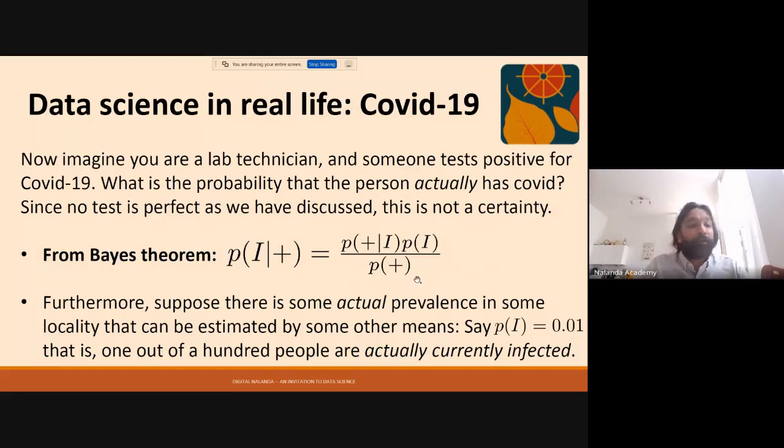Now, furthermore, suppose there is some actual prevalence in some locality that somebody can measure by some other means. Let's say I state for you that right now the probability of the average person being infected is 0.01, in some locality, let's say in Varda. So in Varda right now, 1 out of 100 people is currently infected with COVID. I'm making that number up, but let's just say that's true. That's still a lot of people, but not that many, right? It's still 1%.